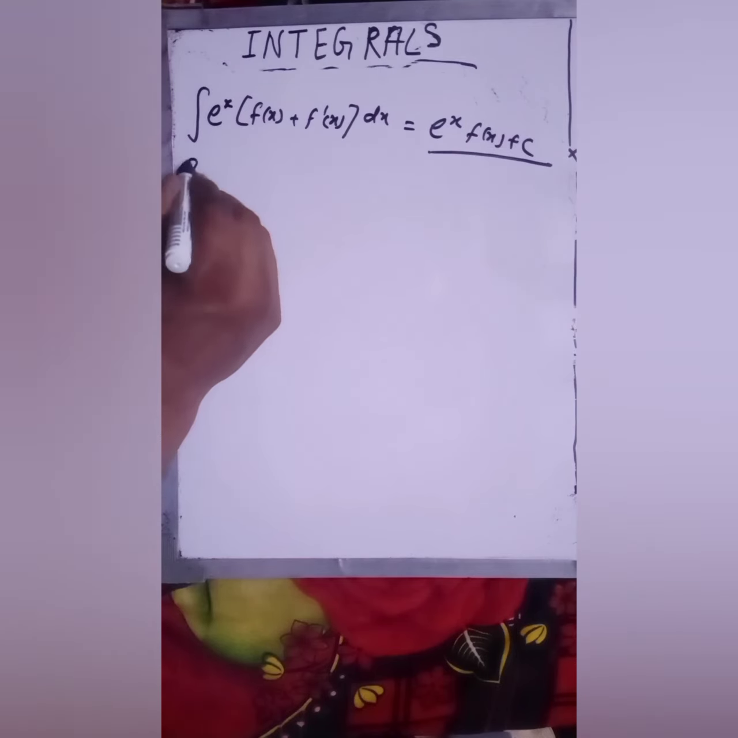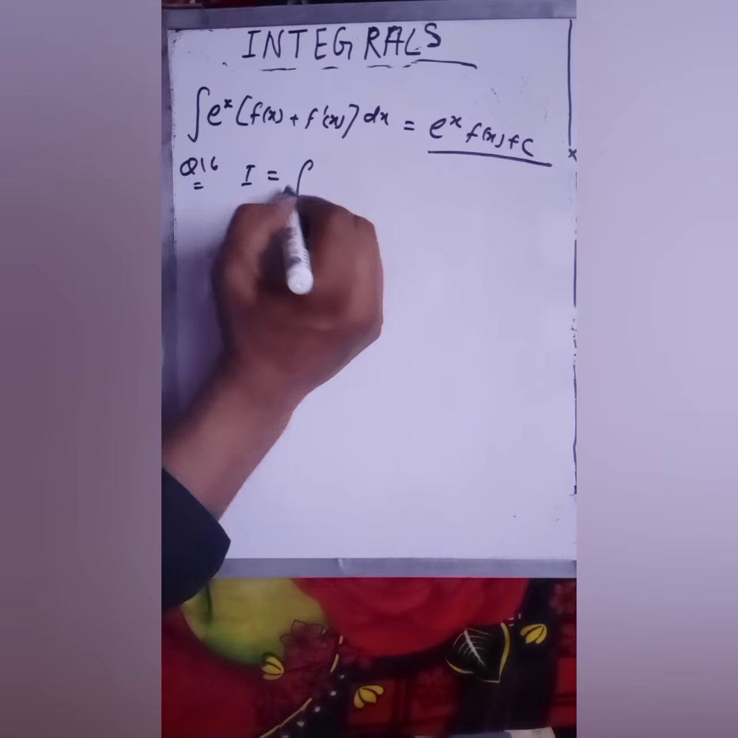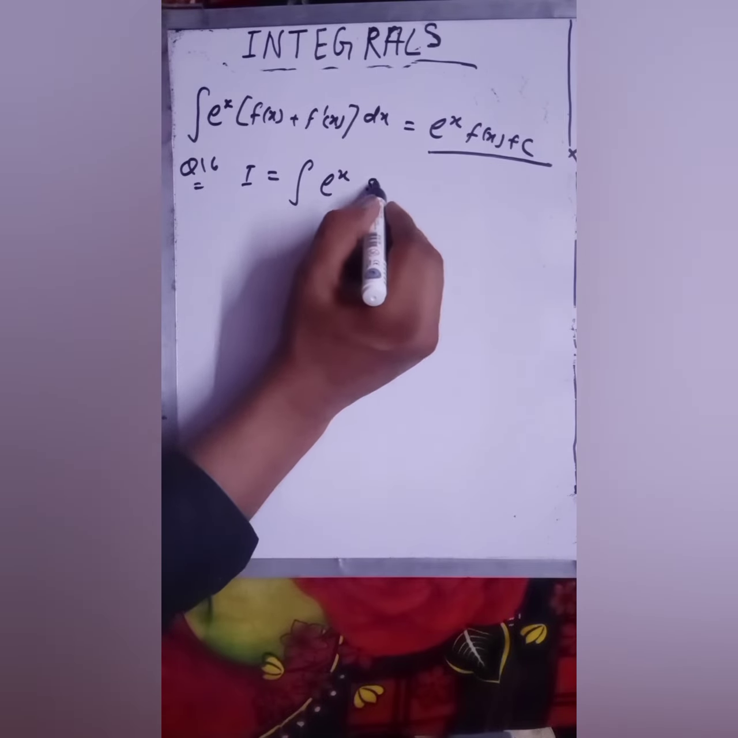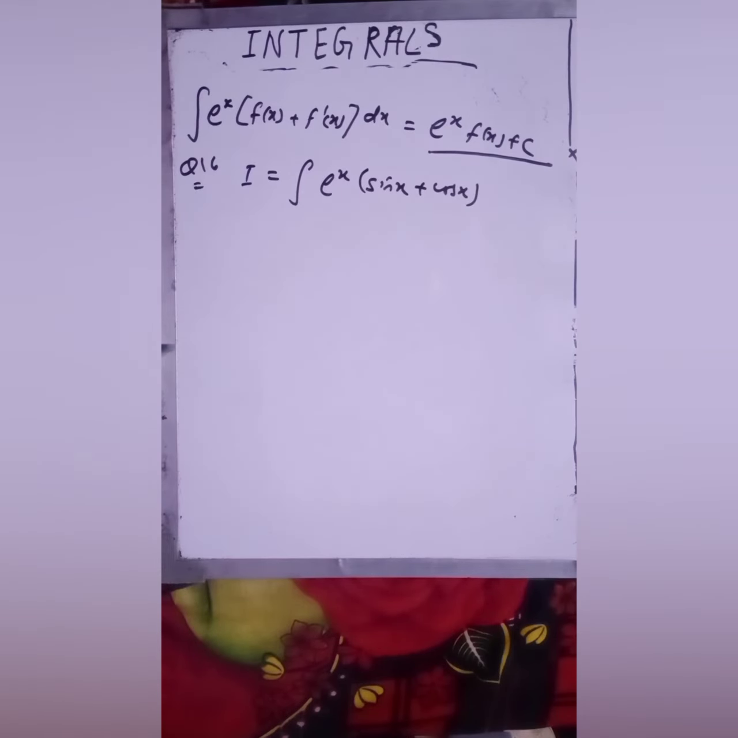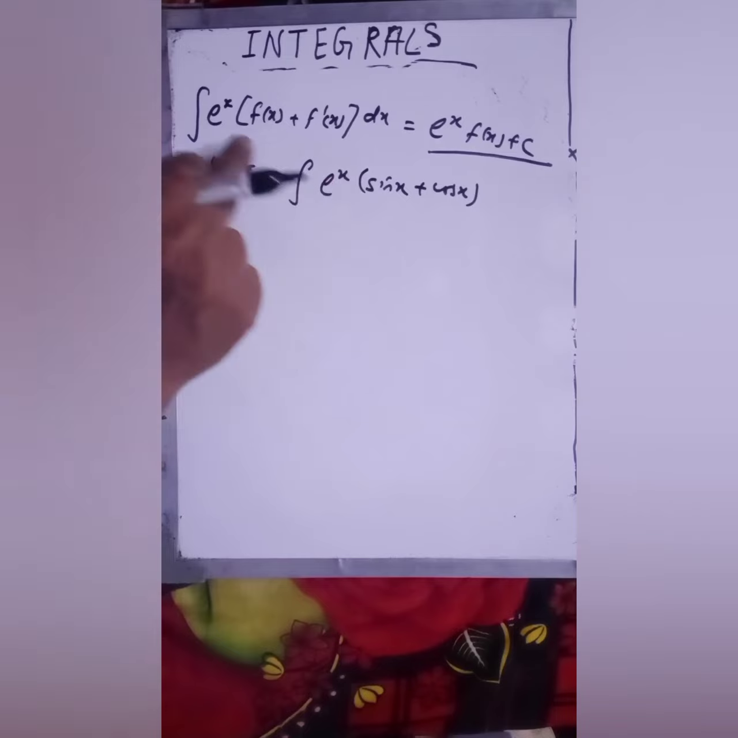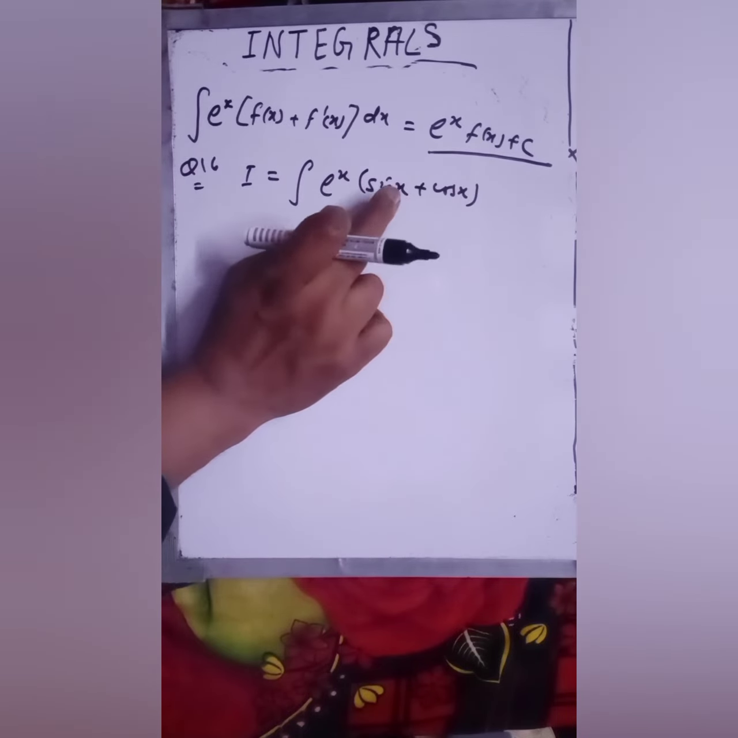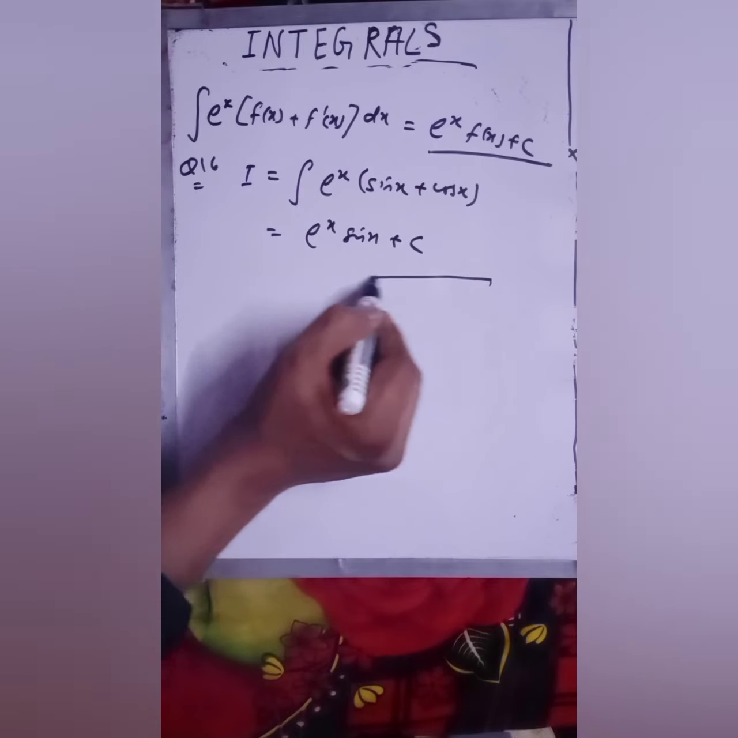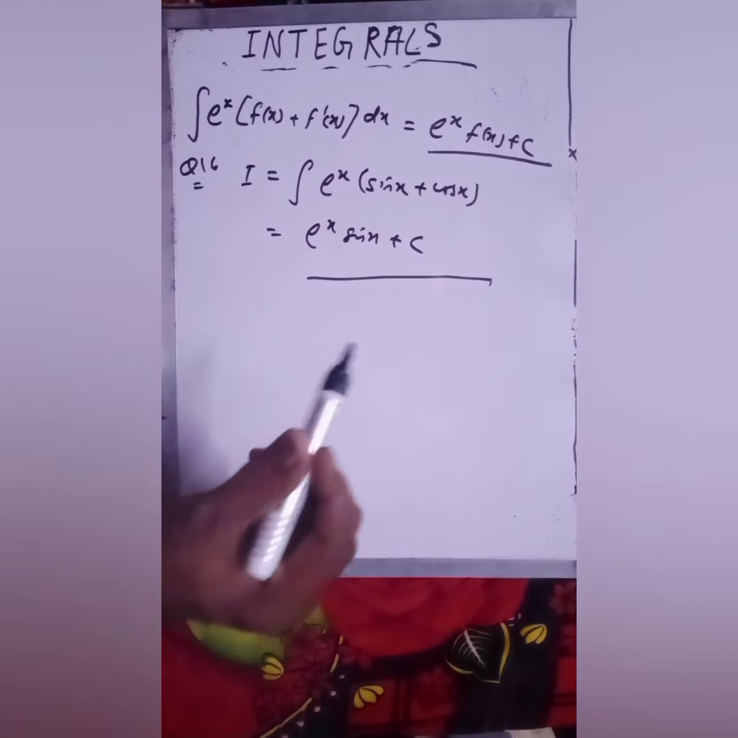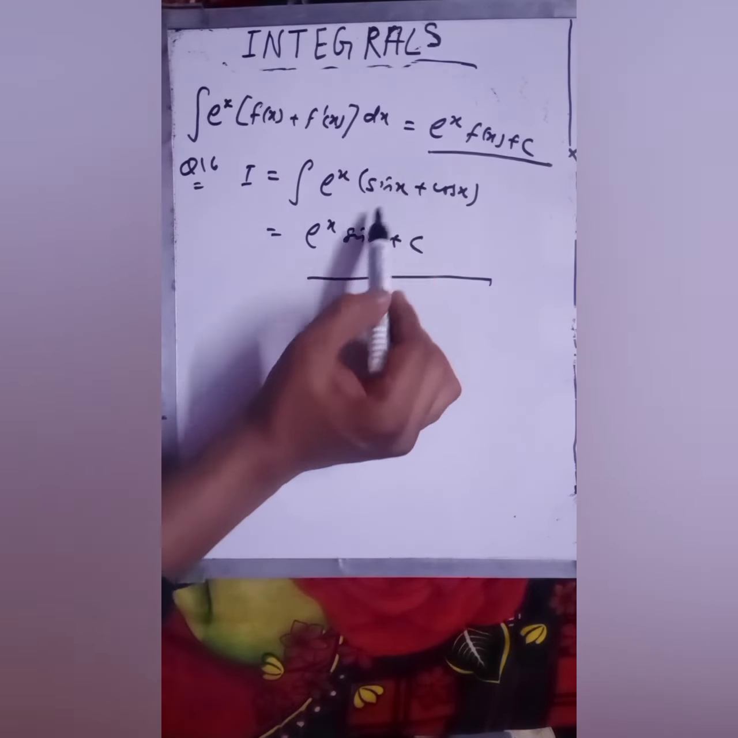See, question number 16. Here we are given the integration of e raised to power x times sine x plus cos x. This is given to us, so this is your f of x. If you compare, e to the x is coming outside, and this is your f of x, and the derivative of sine x is cos x, which is also given to us. So your final answer of this question would be e to the x and your f of x was sine x, so e to the x sine x will come. If it is coming for 1 mark, you can directly apply this formula.